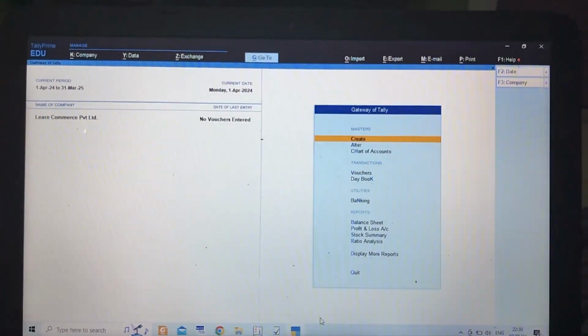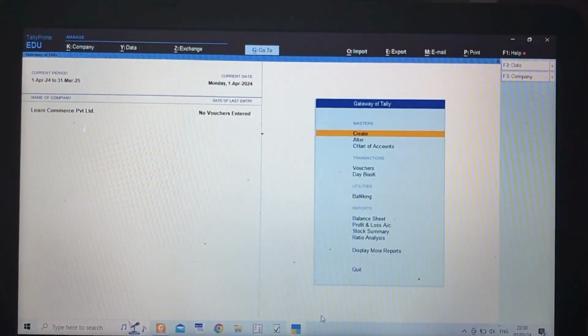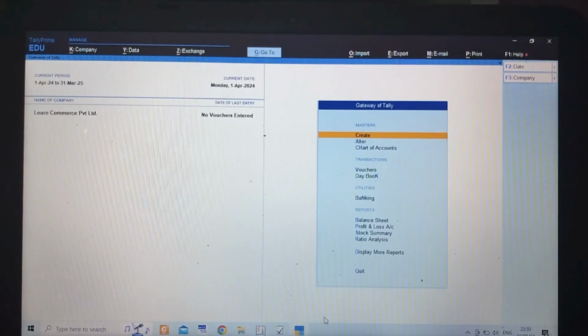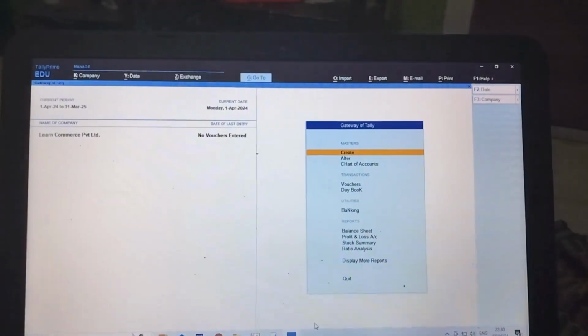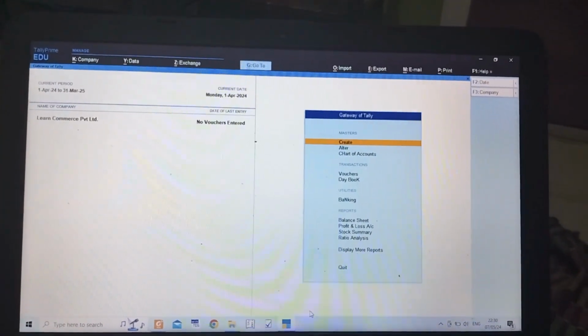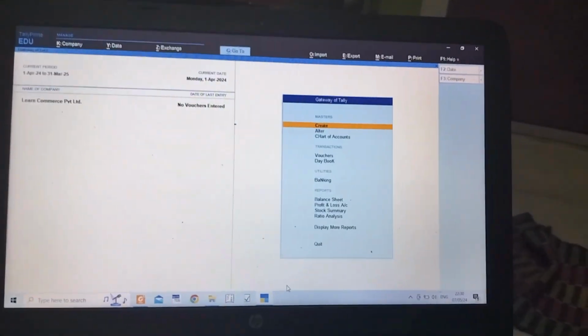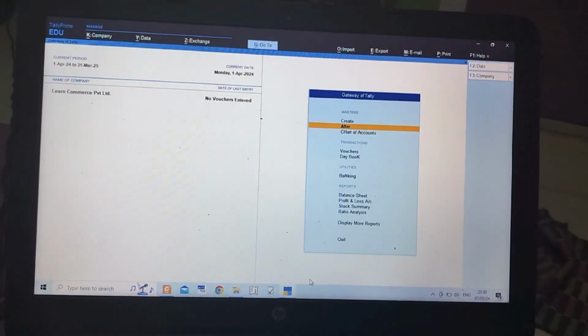So friends, we learned the creation of master data in Tally. Master data I already told you. Now let's move to creation of inventory masters or inventory non-master data. So we have to create godown. This is our next task, and please practice with me to get the grip.